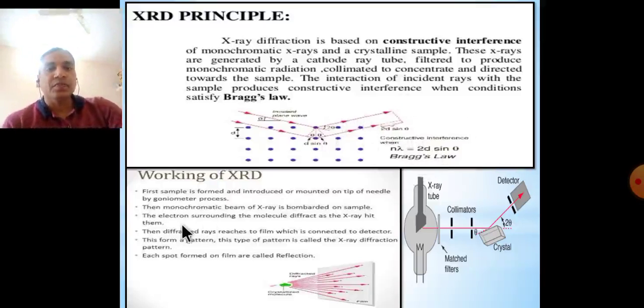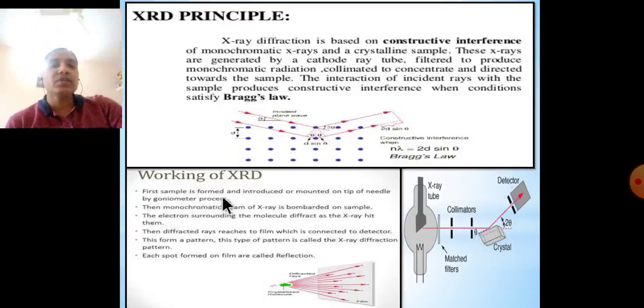Working of the XRD: first, the sample is formed and mounted on the tip of the needle by the goniometer process. In the X-ray tube diagram, there are the filament heating tube, cathode ray tube, slits, filter, collimator, the angle, and the detector.